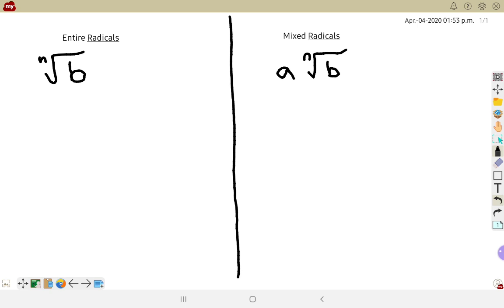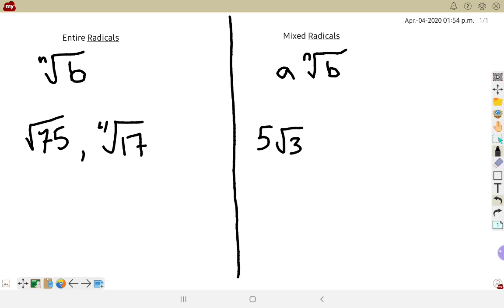Okay, so for example, we could say the square root of 75 is an entire radical. Or we could have the fourth root of 17. Those are entire radicals because everything is contained underneath. A mixed radical could be something like 5 times the square root of 3. That's a mixed radical because the square root of 3 is being multiplied by 5, so that's the coefficient sitting out in front, right? And it could be anything. We could even have something like 5 times the fifth root of, we'll say, 2. Okay, those are all mixed radicals.